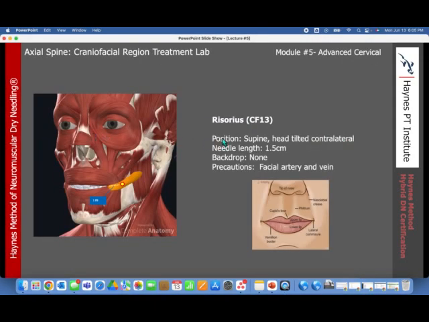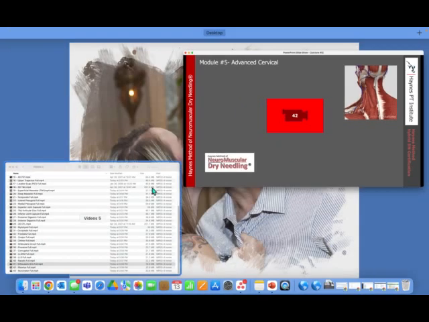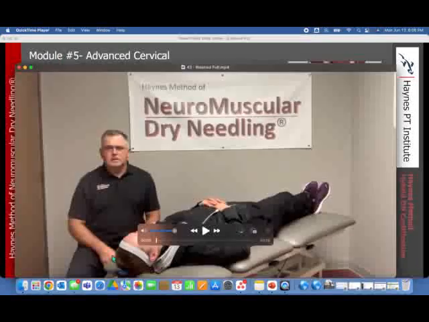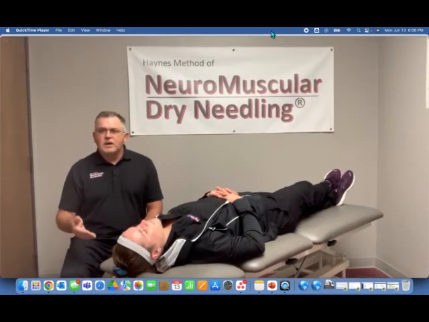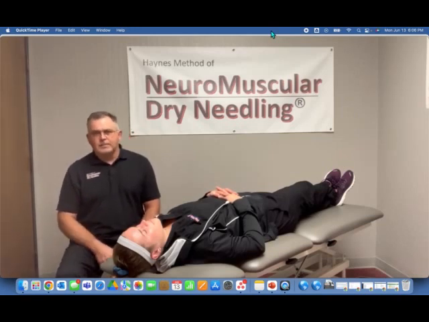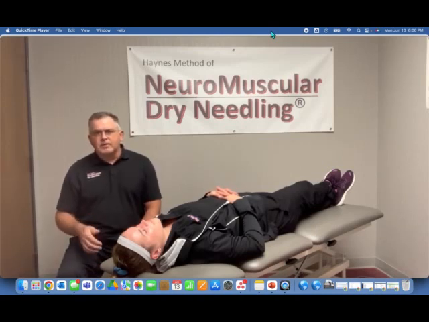And then risorius. Again, it's from the angle of the mouth laterally, to pull the mouth backward or posterior. For the risorius, the position is going to be supine with the head tilted contralaterally. The needle length is going to be 1.5 centimeters with no backdrop. From the lateral commissure, we're going to move 1 finger breadth posterior and needle perpendicular to the skin.